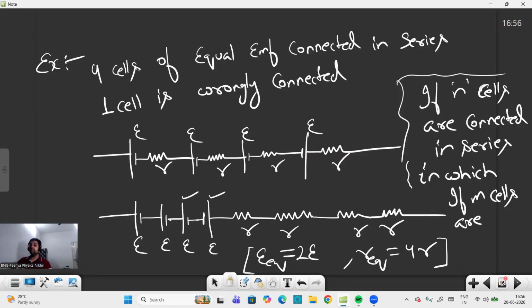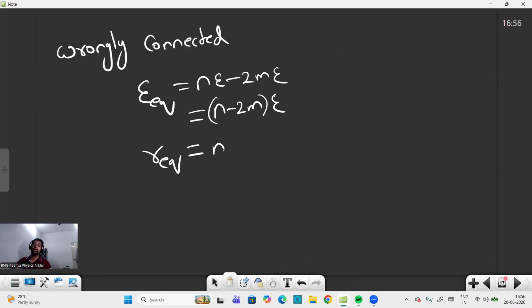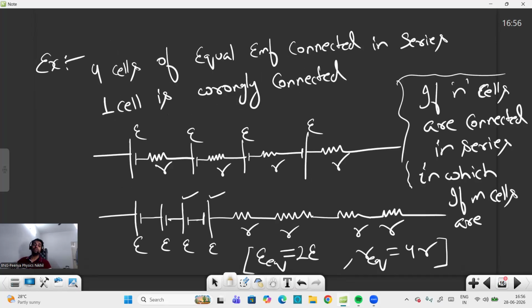Correct? So here we can say E equivalent equals nE minus 2mE. See here, n is 4 and m is 1. So it is 4 minus 2, which is 2E only. So we can say (n minus 2m) into E. But R equivalent will be the same. Since n cells are connected, it will be nR only. With wrongly connected cells, there is no effect on R equivalent. So this is the formula. You should keep it in mind. Correct? So this is for wrong connection in series combination.